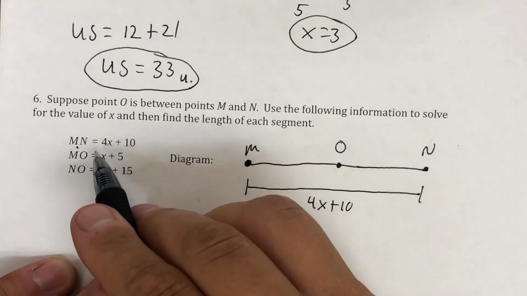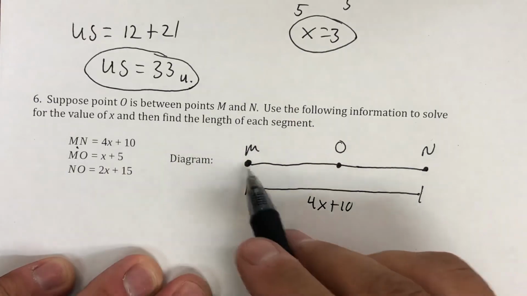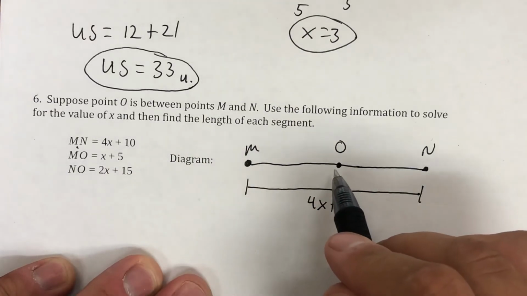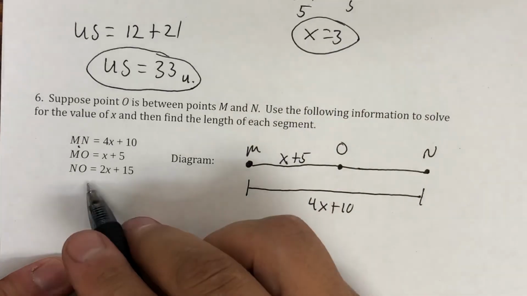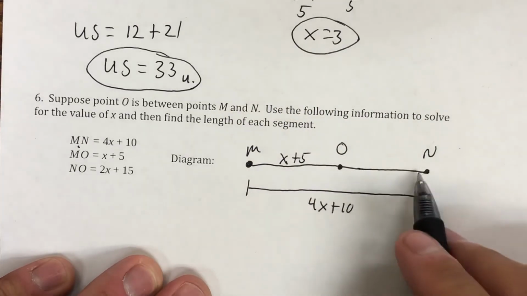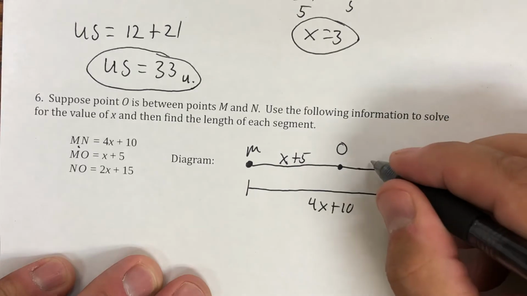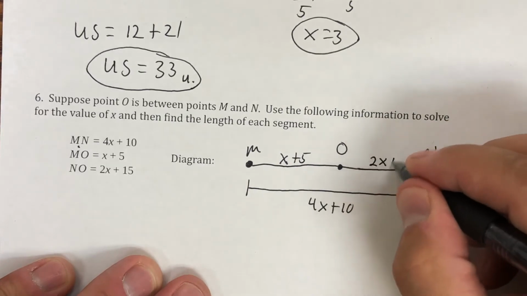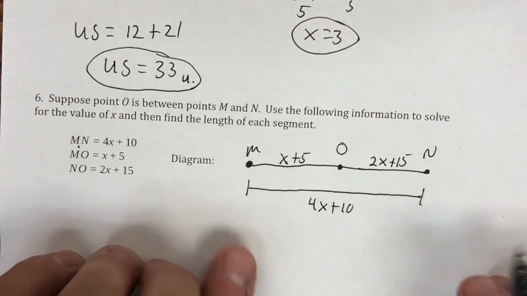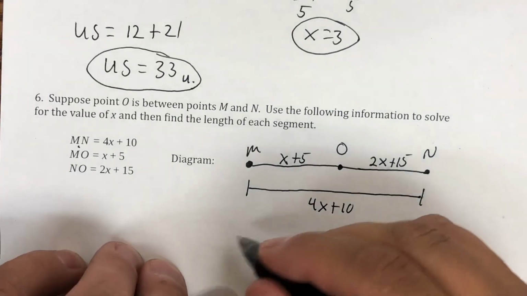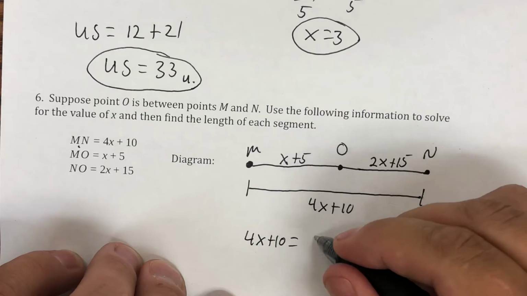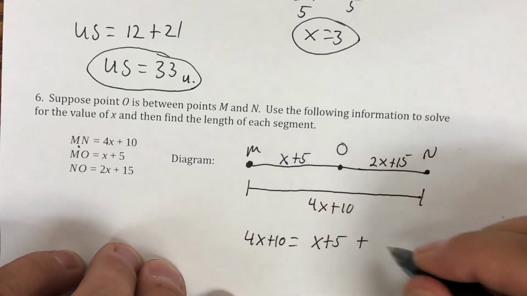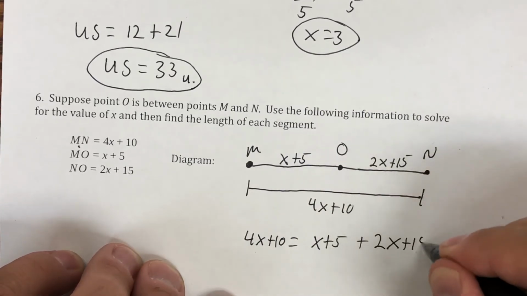Mn, 4x plus 10. Next part, M to O. I can just put that there because that segment is just one part. So that's x plus 5. N to O, O to N, same thing. 2x plus 15. So, setting up my equation, the entire length, 4x plus 10, is equal to the two parts added together, x plus 5 plus 2x plus 15.